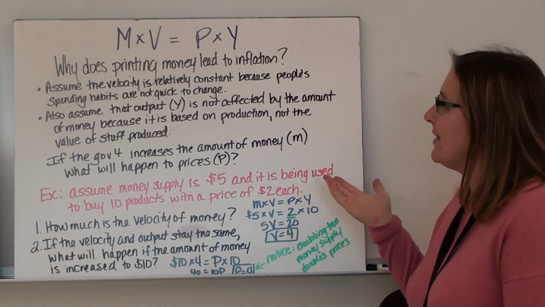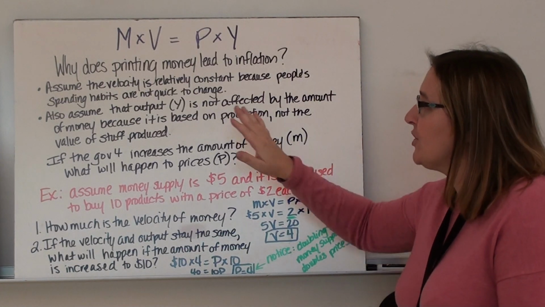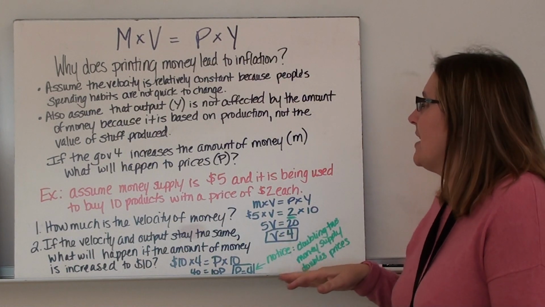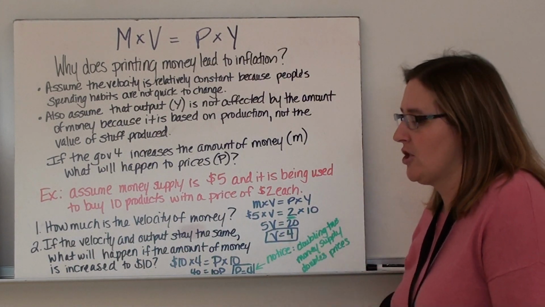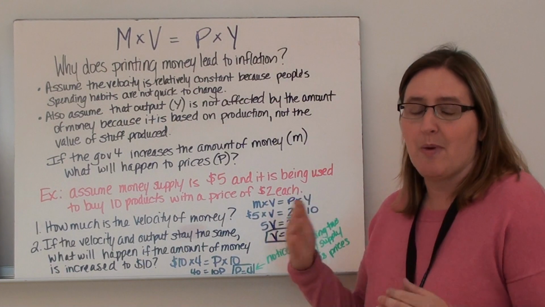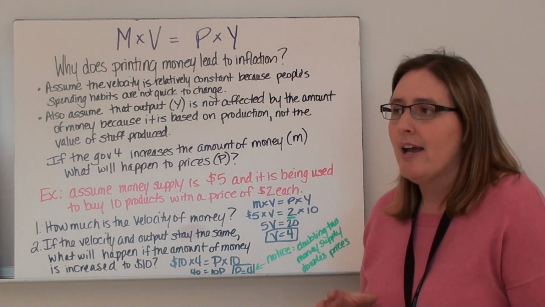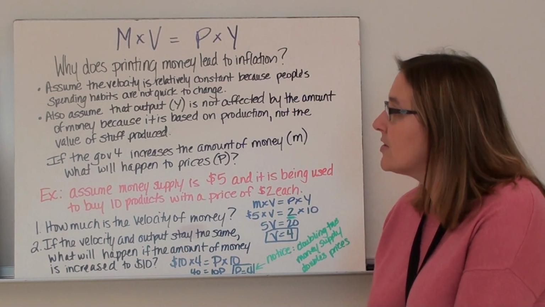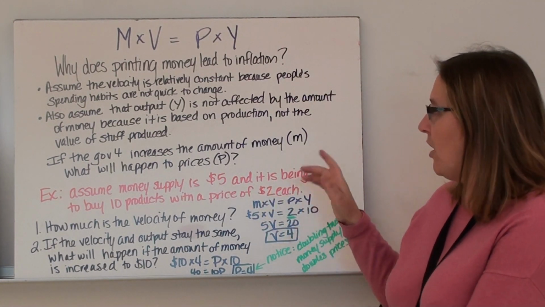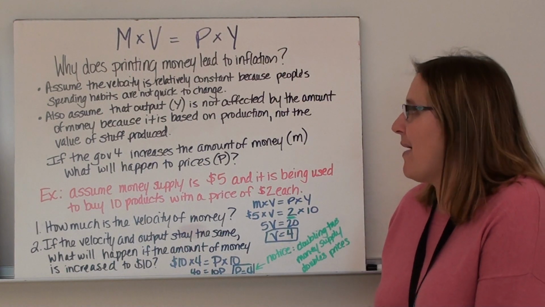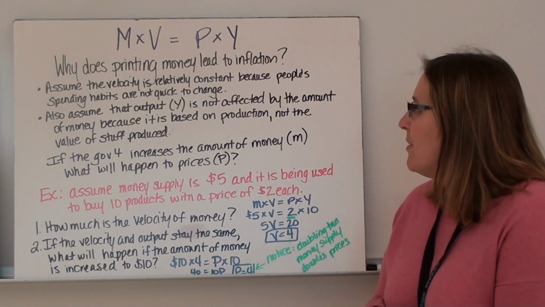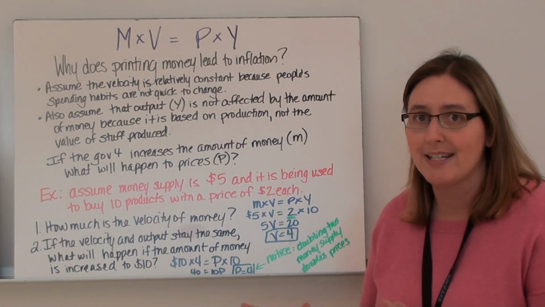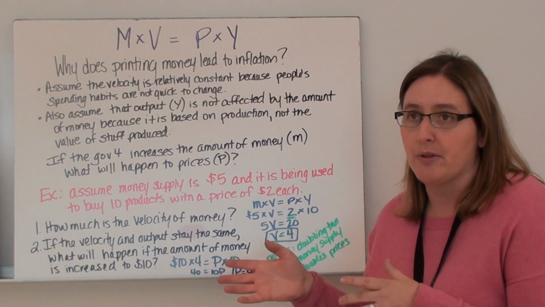So why does printing money lead to inflation? Assume that velocity is relatively constant because people's spending habits are not quick to change. So the amount of money that's being spent, or the dollar bills that are being spent every year, is about the same normally because people's spending habits are about the same. Also assume that output, which we call Y, is not affected by the amount of money that's put into the system because it's based on production. Doesn't matter how many bills have been printed, people are going to produce what they produce.